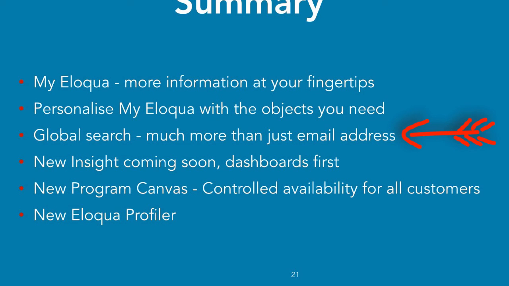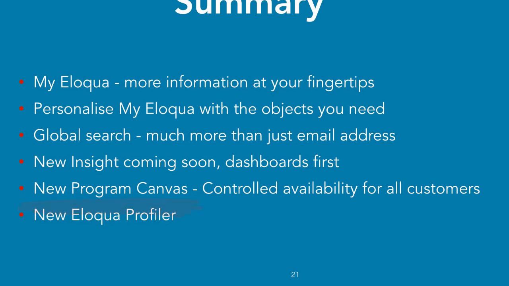I think that will be easy to sort of forget because it's just that one little question mark or little hourglass in the top right hand corner of the screen. So take a moment to recall that one, and I think you'll find that quite helpful when you're starting to look for the various bits and pieces. Also, new Insight coming soon. We looked a little bit at some of those dashboards to give you an example, along with the new Program Canvas, which is available through controlled availability.